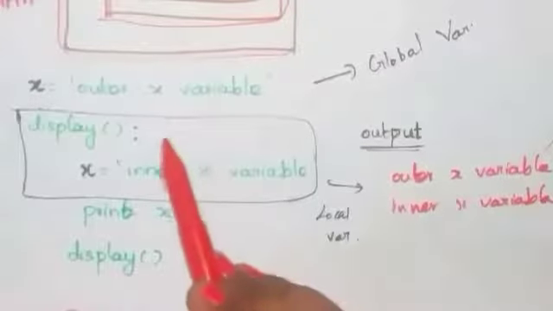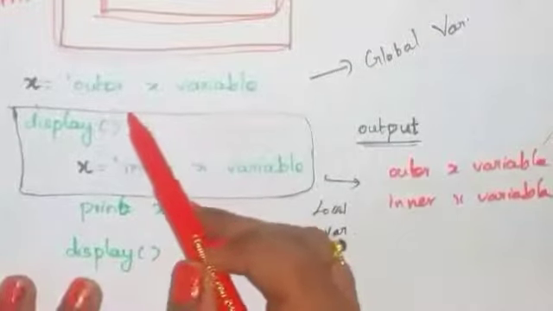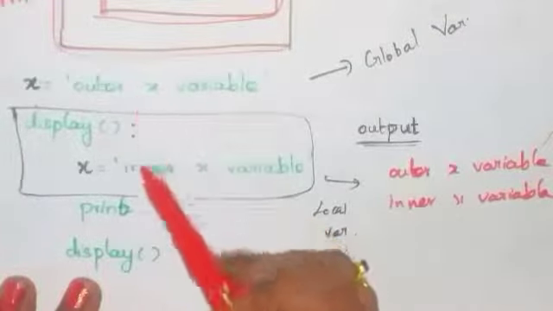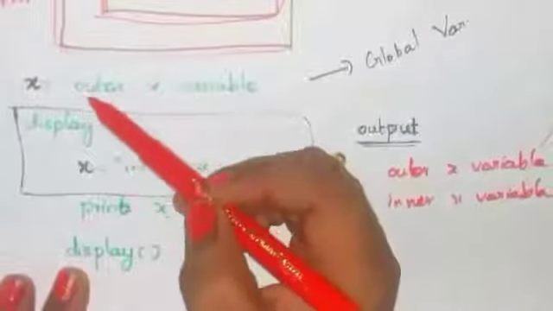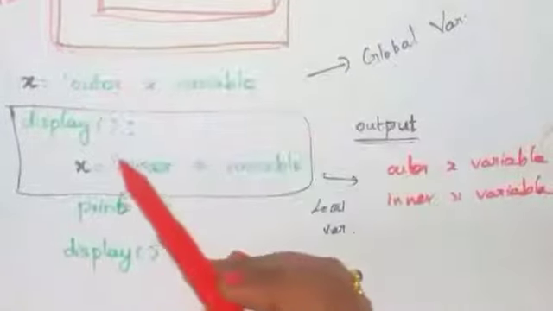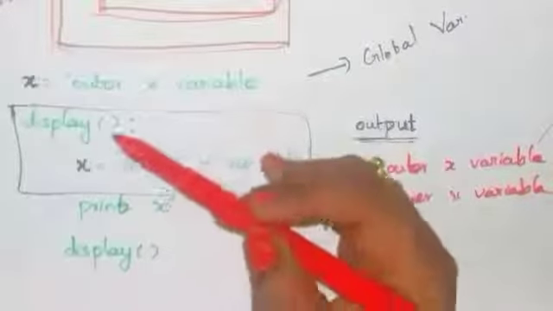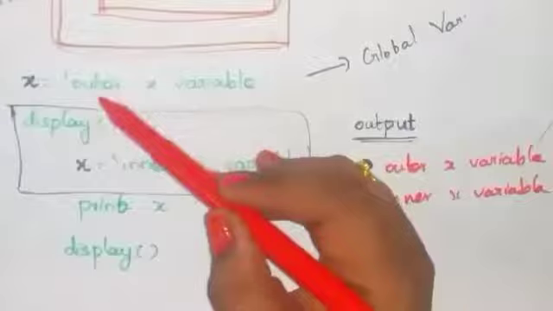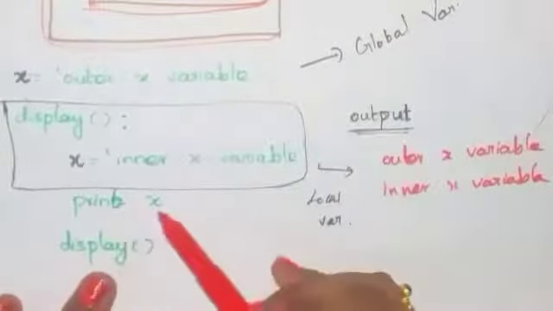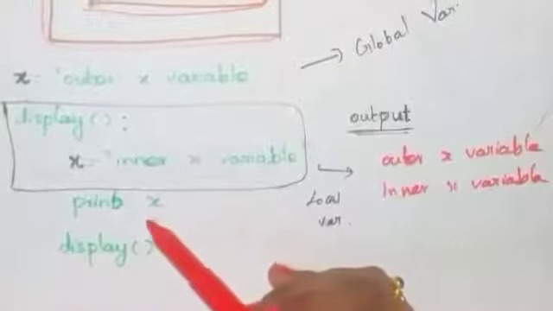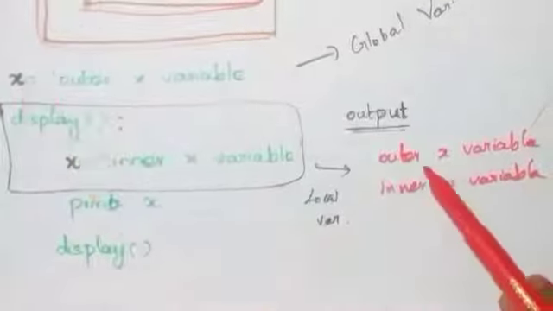So here we got different outputs for these statements. Here we declared the same variable in two places in different scopes. Different scope means this is local scope and this is global scope. We declared one x variable within the function definition and another x variable outside of the function definition. The fourth statement prints the x value. What is the x value? Outer x variable. So it prints the outer x variable in the output.